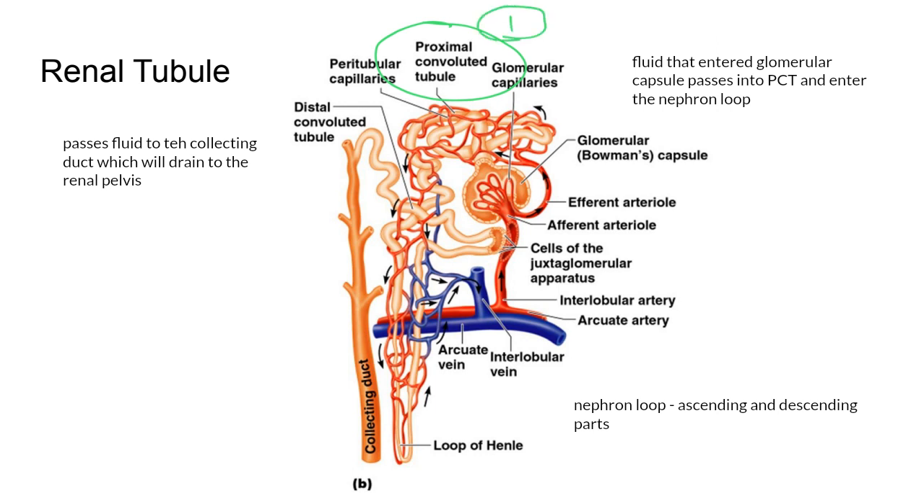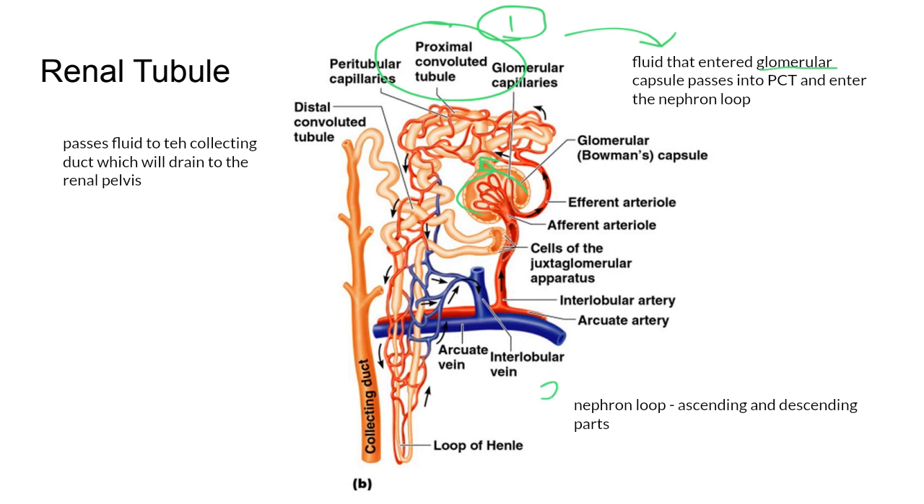So the filtrate, that beginning urine formation, has come out of the capsule. You can see right here. It's come out of the capsule and into this convoluted tubule, which is what it looks like, right? Like a big giant mess of a tubule. So the fluid that entered the glomerular capsule, that went from the capillaries through those filtration slits in the podocytes, goes into the primary convoluted tubule and will enter the nephron loop.